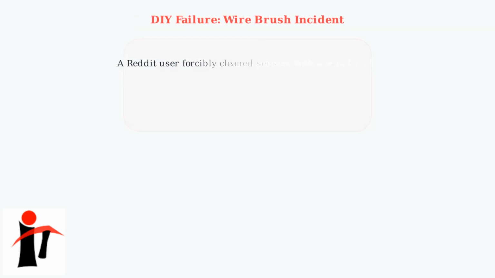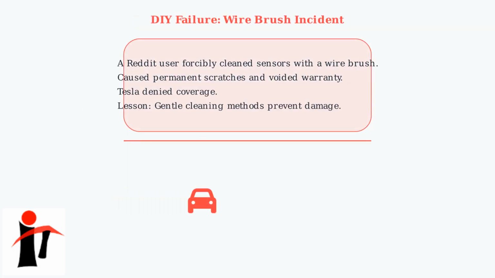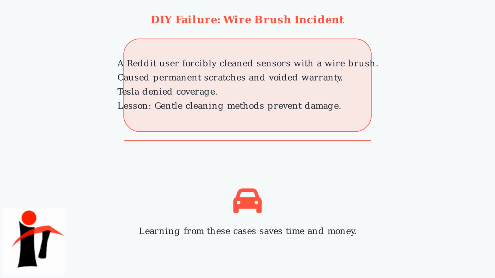In a cautionary tale from Reddit, a user attempted to clean their sensors with a wire brush, causing permanent scratches and voiding their warranty. Tesla denied coverage, highlighting the need for gentle cleaning methods and professional intervention when needed. These real-world examples demonstrate that while cleaning can often resolve issues, professional calibration is crucial for complex problems. Learning from these experiences can help avoid costly mistakes and ensure your park assist system works reliably.